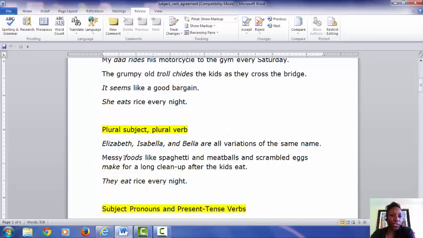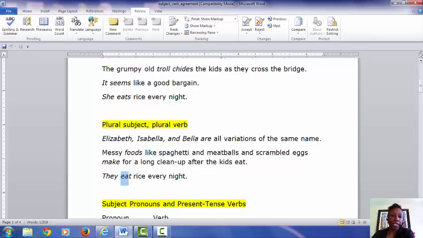Messy foods, the subject is foods. Even though we have prepositional phrases like spaghetti and meatballs and scrambled eggs, the verb is make. Messy foods like spaghetti and meatballs and scrambled eggs make for a long cleanup after the kids eat. Plural subject, foods, plural verb, make. Plural pronoun as the subject, they, and the verb is eat. They eat rice every night. Okay, let's move on very quickly.